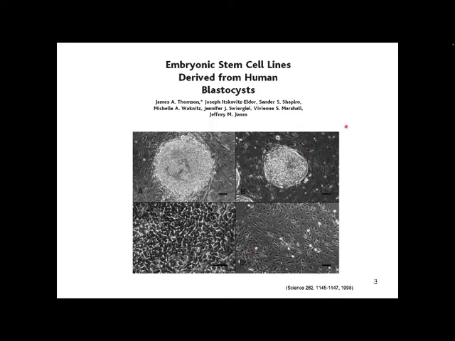So this is the paper which isolated the human embryonic stem cell for the first time, by James Thomson and Jeffrey Jones in 1998. And this is the first isolated ES cell colony, the portrait of the first isolated ES cell colonies.